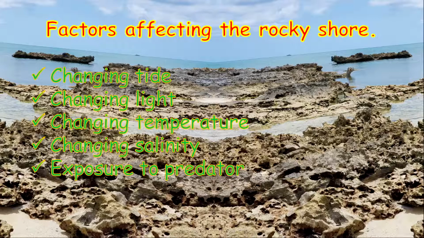The next thing is a change in salinity, again based on tide and even rainfall. The salinity level will change in the rocky shore. Also, there's a great chance of exposure to predators. So these are very difficult situations to live in, folks. In fact, the organisms there are always at risk for different things to happen. And when I go through the pictures, you're going to see how beautiful this ecosystem is. However, it is very harsh and also very diverse at the same time.